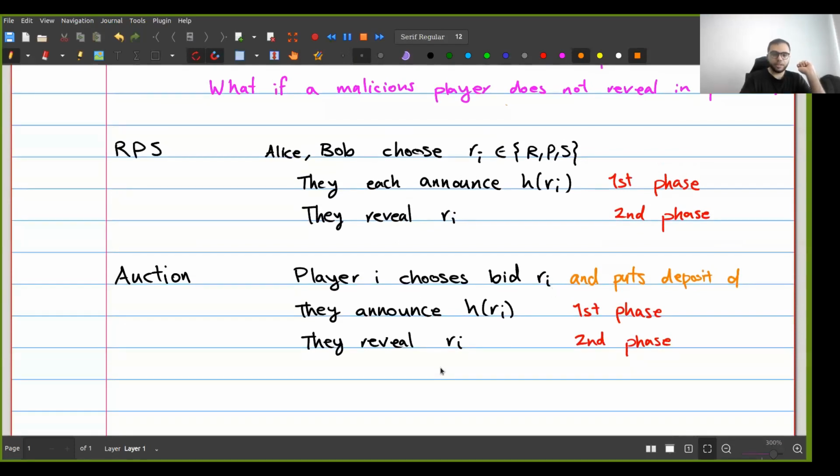Okay, so we can do this in rock, paper, scissors. We can do this in auction. So again, announcing HRI and putting deposit. So the deposits are always put in the first phase.